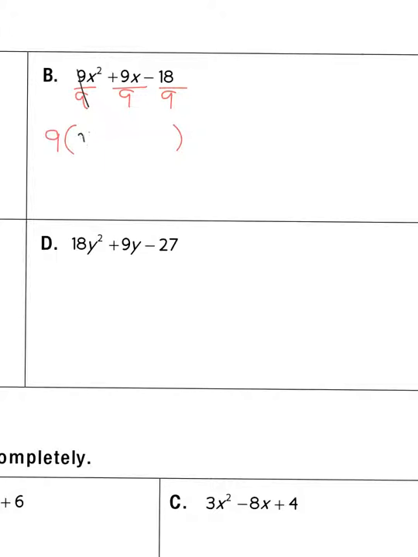And these 9's cancel, you get an x squared. These 9's cancel, you get a plus x. -18 divided by 9 is -2. Then look in here and see, is this factorable? Are there factors of 2 that subtract to give us 1? Because the 2 is negative, we're going to subtract to get us +1.